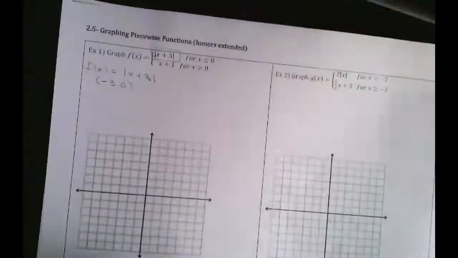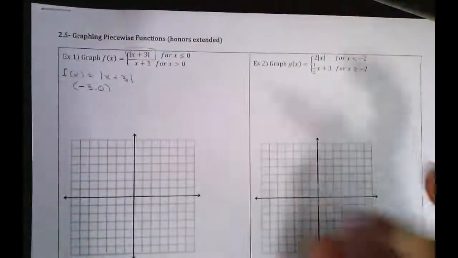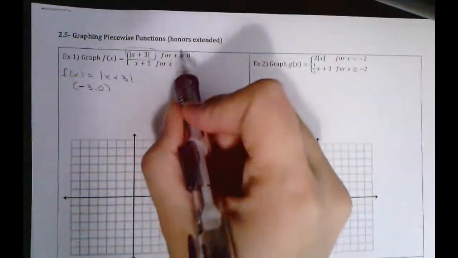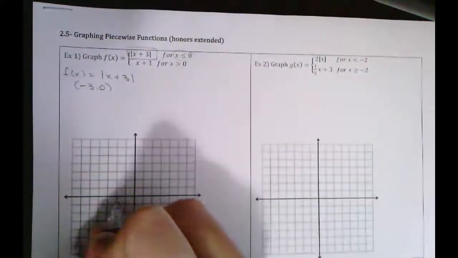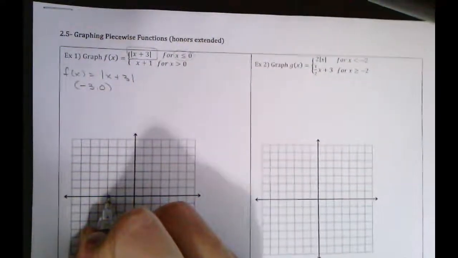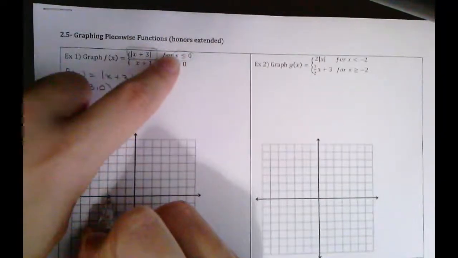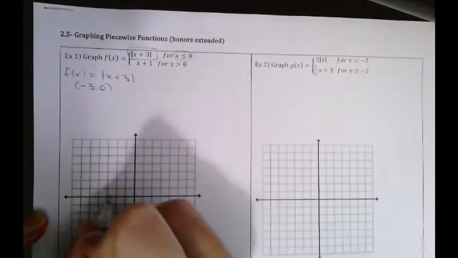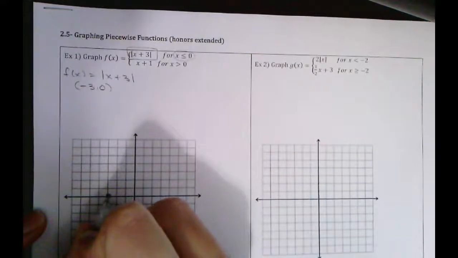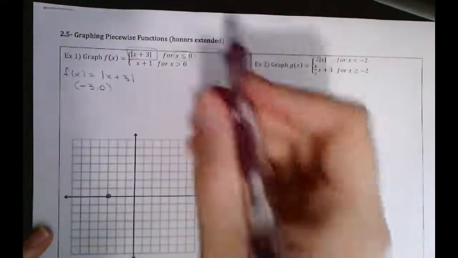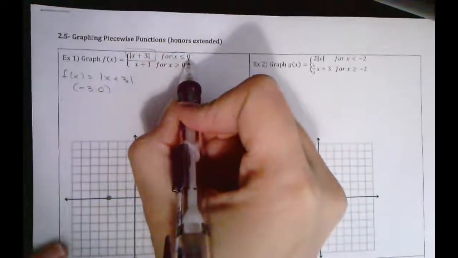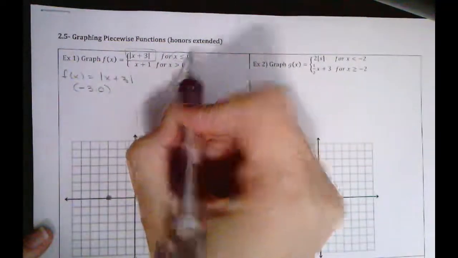the vertex of this particular function is going to be -3, 0. So you need to determine if that vertex is included in your domain. Since it's at -3, which is over here, 1, 2, 3, -3, 0, and we're looking at x values that are less than or equal to 0, that is included. So we're going to graph that point first.